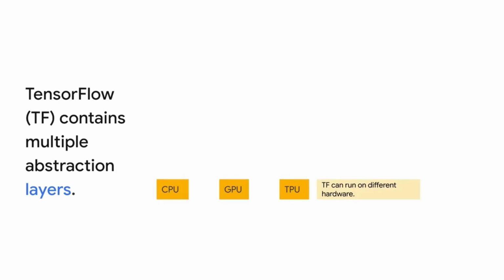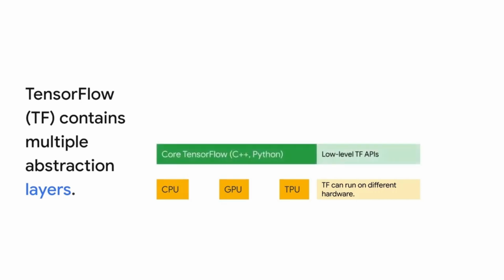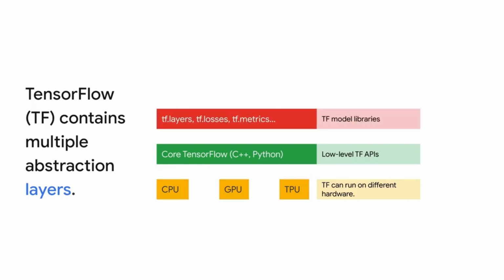The lowest layer is hardware. TensorFlow can run on different hardware platforms, including CPU, GPU, and TPU. The next layer is the low-level TensorFlow APIs, where you can write your own operations in C++ and call the core, basic, and numeric processing functions written in Python. The third layer is the TensorFlow model libraries, which provide the building blocks such as neural network layers and evaluation metrics to create a custom ML model.